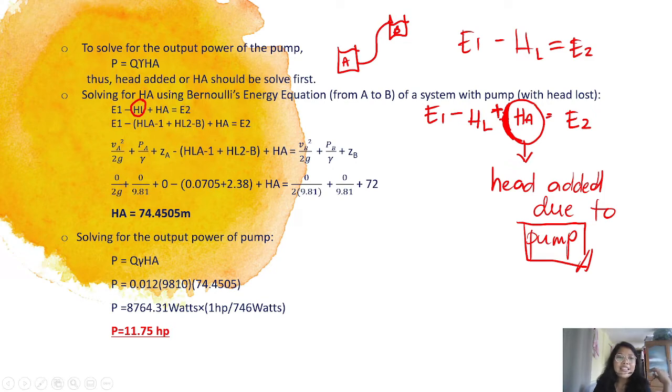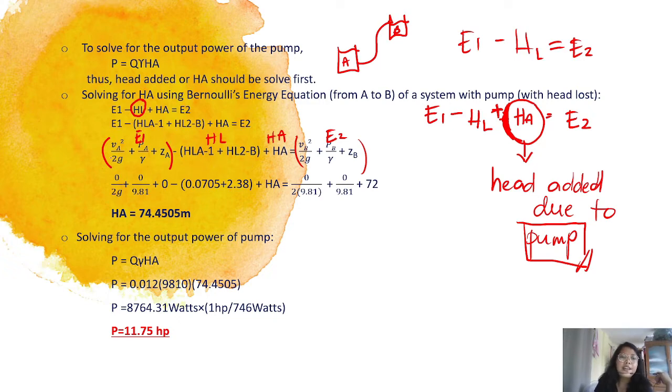Ngayon, as is pa rin naman yung energy or yung E1 saka E2. Kumbaga, V squared over 2G plus P over gamma plus Z pa rin naman yan. Diba? Ito si E1, ito si head loss, ito si HA, tapos ito si E2. So, anong nabago lang? Nadagdagan lang tayo ng HA, tapos yung head loss na kinonsider natin is from A to B. So, lahat yun kasama.